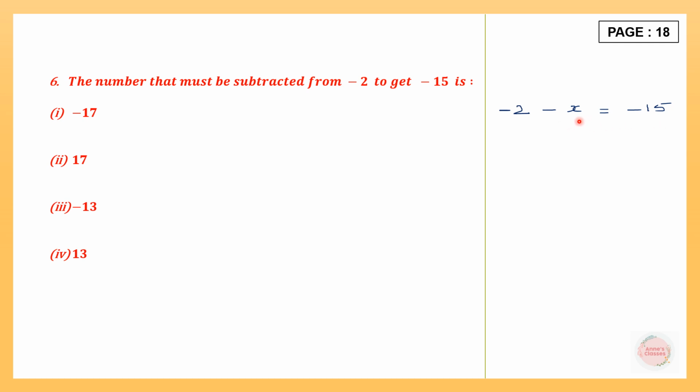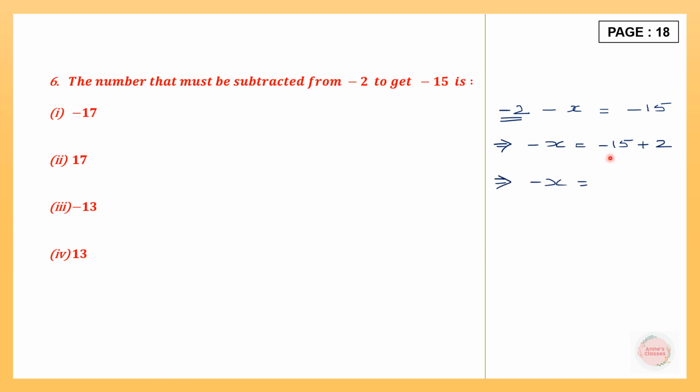We don't know what that number is, so we're going to call it x. Now to find x, we're going to leave minus x on this side. On the other side, we have minus 15, and when we transpose this minus 2 to the other side, it becomes plus 2. Now as you can see children, this is in the form of a linear equation. This is called a linear equation where we are going to solve for x. We are going to find the value of x.